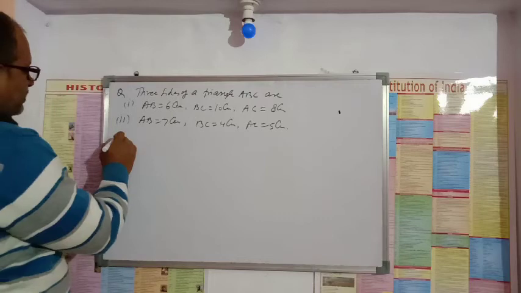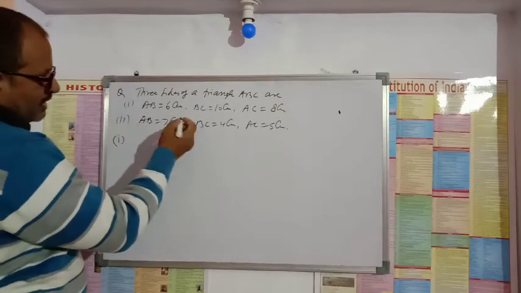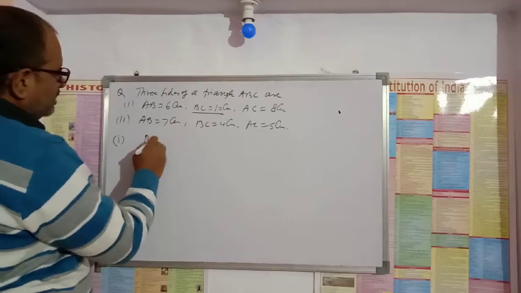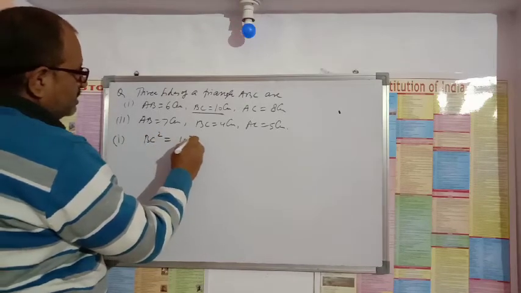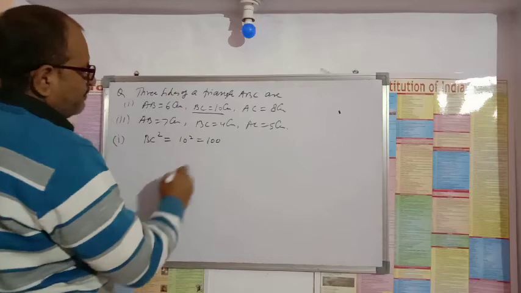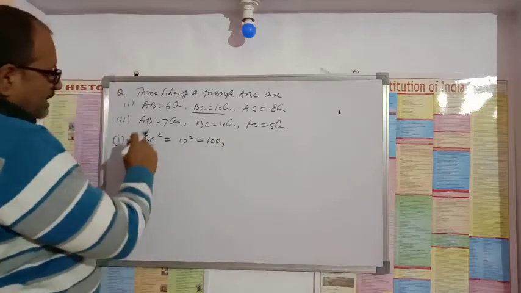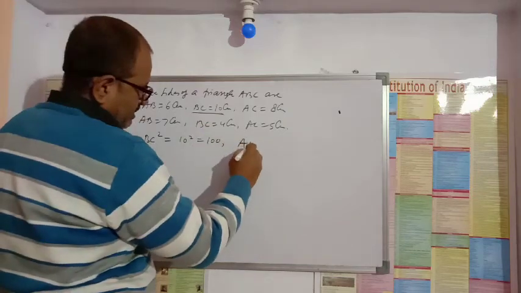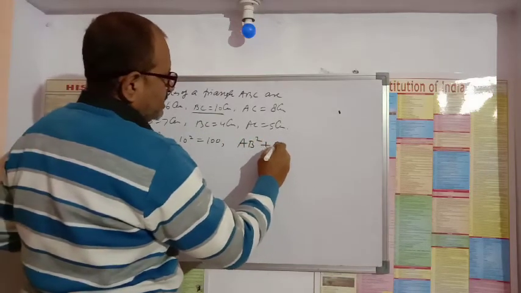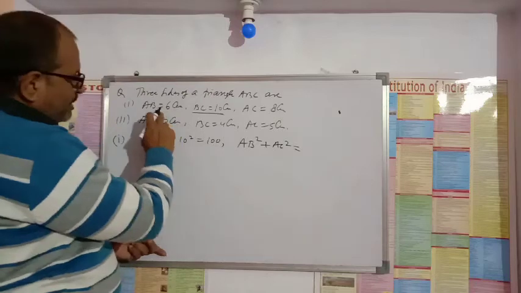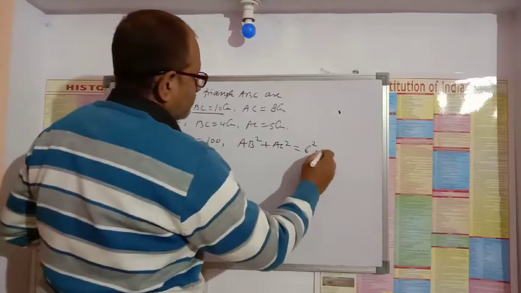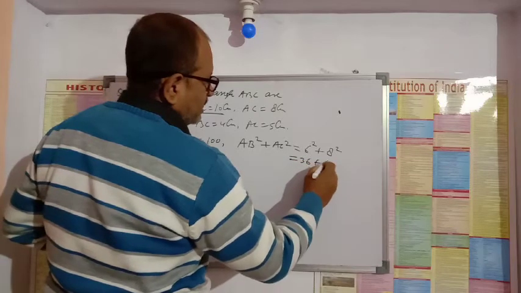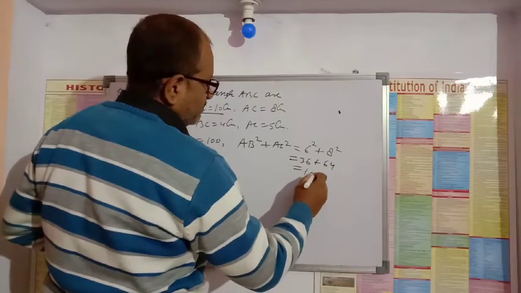So see the first part. What is the longest side? Longest side is BC. So take the square of BC, 10 square, it is 100. And then the sum of the squares of the other two sides, so AB square plus AC square. AB is 6, 6 square is 36, AC is 8, 8 square is 64. It will come 100.